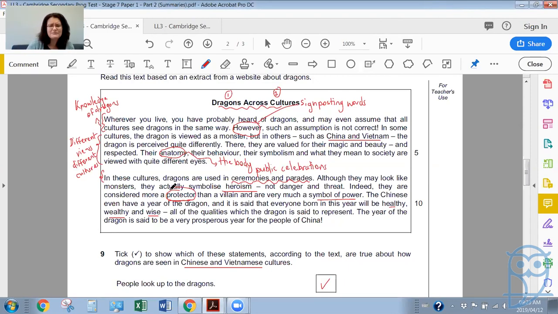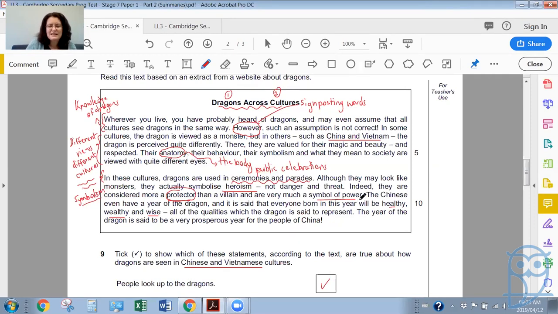And why do they use them for public celebrations? So I'd normally have written that here, but I just feel like I'm running out of space there. So although they may look like monsters, they actually symbolize heroism, not danger and threat. Indeed, they're seen as a symbol of power. So this next part is all about symbolism. Okay, the symbolism of dragons. We can focus on that and what they mean.